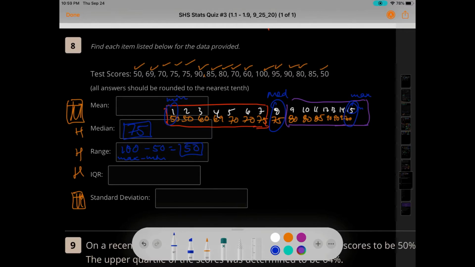Okay, IQR, so I'm looking at that purple box. I have 7 numbers, which is odd, so notice there are 3 to the left, 3 to the right, so there is my quartile 3. Same thing over here: 3 numbers to the left, 3 numbers to the right, my Q1. So Q3 minus Q1 would be 90 minus 69, which is 21.